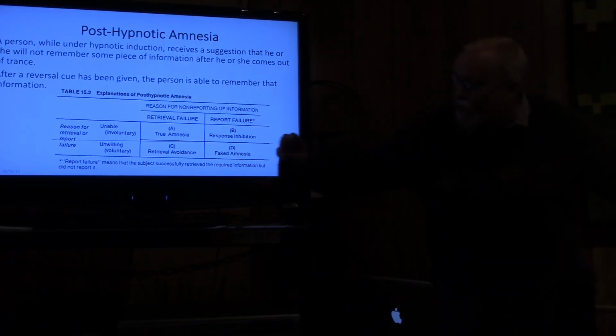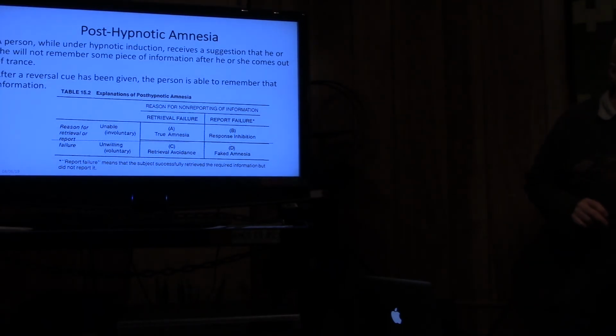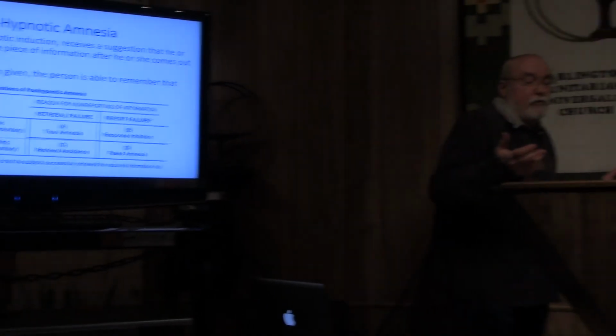So the inability to retrieve that real information is involuntary in that case. Subjects might honestly try, but they can't. Okay. Anyway, there are two voluntary strategies, retrieval avoidance and faked amnesia. You could easily imagine how faking would occur. They would just pretend they couldn't do it. One way in which voluntary non-retrieval could occur is by shifting attention, using distraction. That way you don't have to try and fail.